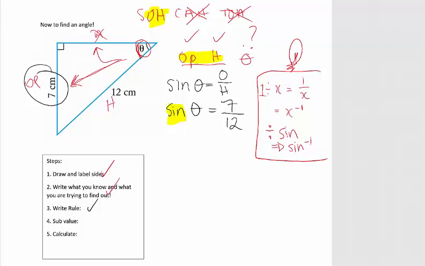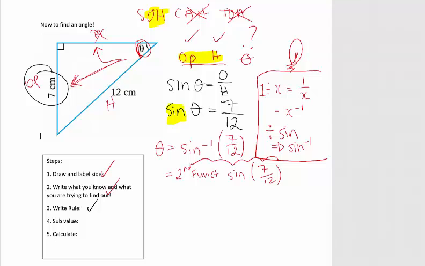So what I'm actually going to do is divide by sine. So here it is, sine -1, and now I put my ratio or my fraction in brackets there. So in your calculator, this is going to be second function. So I'm only writing it to help you. Sine, and then that -1 will come up, and then 7 over 12. So I can grab my calculator and put that in.